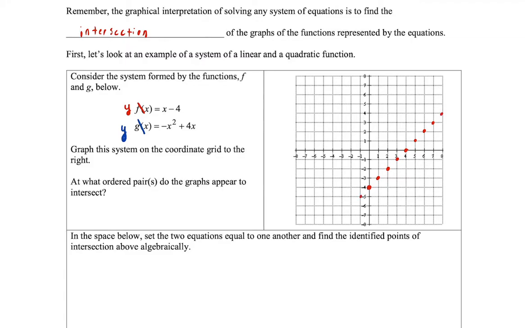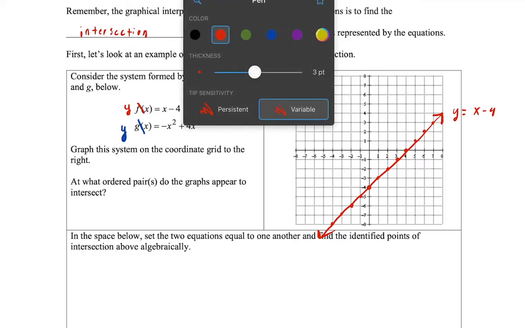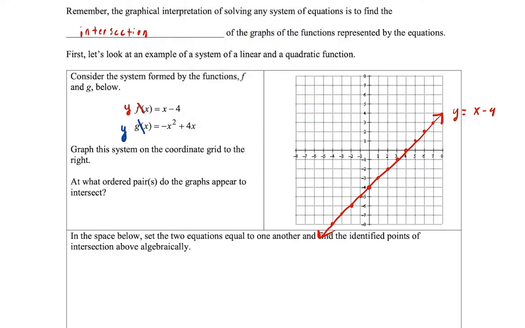So this is the line here, y equals x minus 4. Every y coordinate is 4 less than the corresponding x coordinate all the way along this line. I can draw that a little better. All the way along this line. Now, we have as our second equation, negative x squared plus 4x. I'm just going to plug in some numbers to think about this. If x was 0, y would be 0.